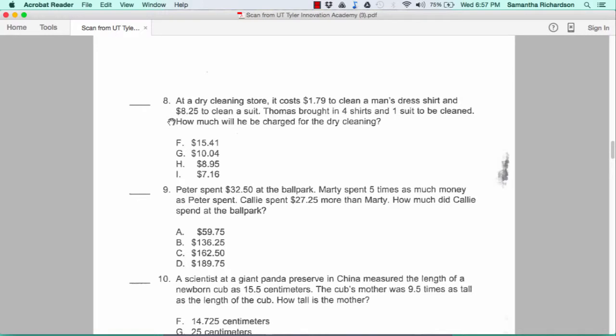Number 8. At a dry cleaning store, it costs $1.79 to clean a man's dress shirt and $8.25 to clean a suit. Thomas brought in 4 shirts and 1 suit to be cleaned. How much will he be charged for the dry cleaning? F, $15.41, G, $10.04, H, $8.95, I, $7.16.